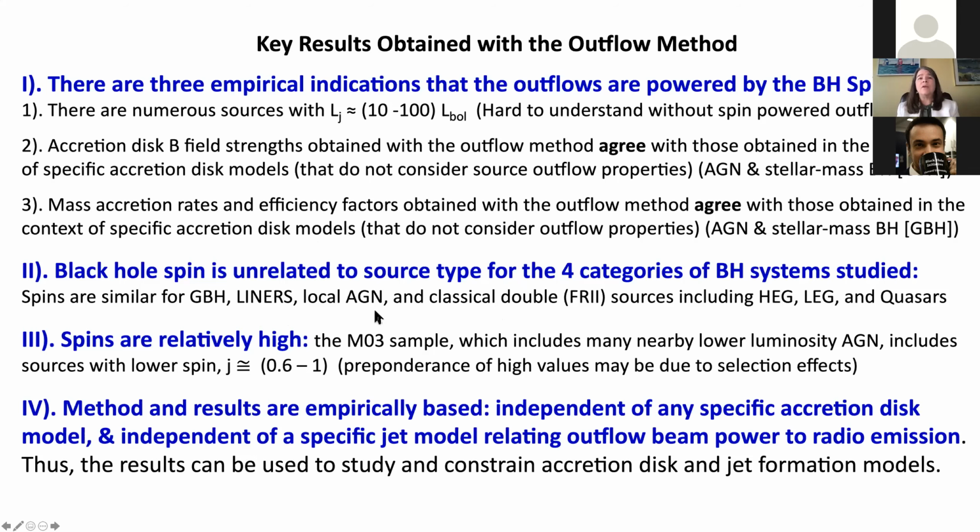So we can now take these results and ask what types of accretion disk models and jet formation models, in terms of the size of the jet at its base, how it's related to the magnetic field structure of the jet, et cetera, we can see which models are consistent with the results obtained here. Thanks. I'll stop there.